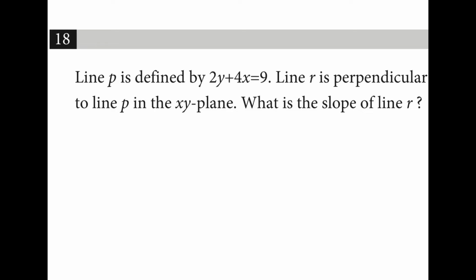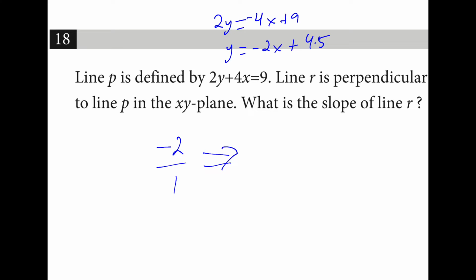Let's solve line P for y. So I'm going to subtract 4x from both sides, and I get that 2y is equal to negative 4x plus 9. When I divide by 2, I get negative 2x plus 4.5. So negative 2 over 1 is another way to write negative 2. To make this perpendicular, I flip it and take the opposite. So my slope is 1/2.